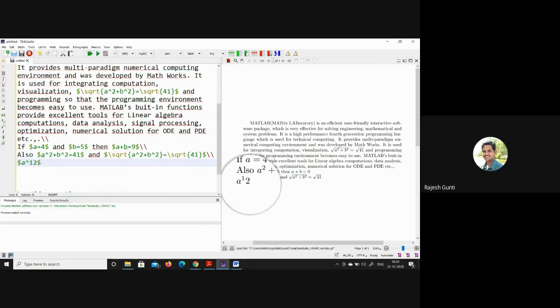It is coming a to the power of 1, and the 2 became down, inline. So if there is more than one term in the suffix, you have to give it in curly braces. Then only it will come. Yes, a to the power of 12. See this, a to the power of 12.